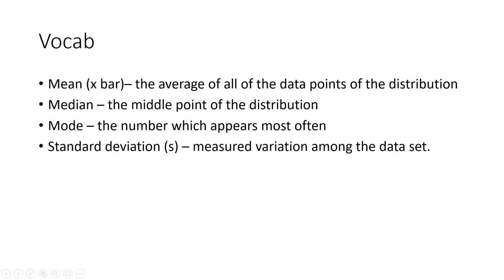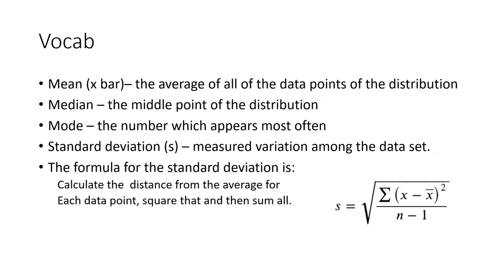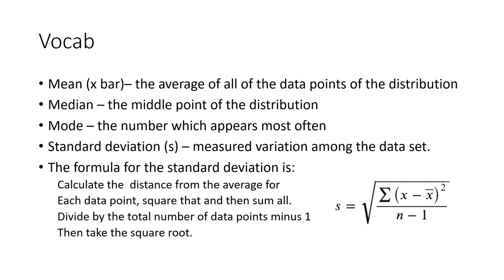The last term is the standard deviation, which is the measured variation among the data set. The formula for the standard deviation is: calculate the distance from the average for each data point. Square that, then sum all. Divide by the total number of data points minus 1. Then take the square root. This calculation can be done by most spreadsheets and calculators. This becomes important when looking at distributions.